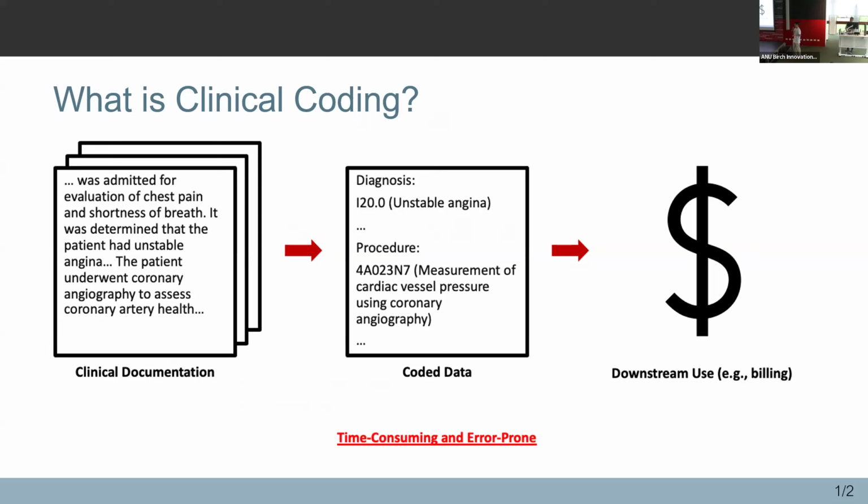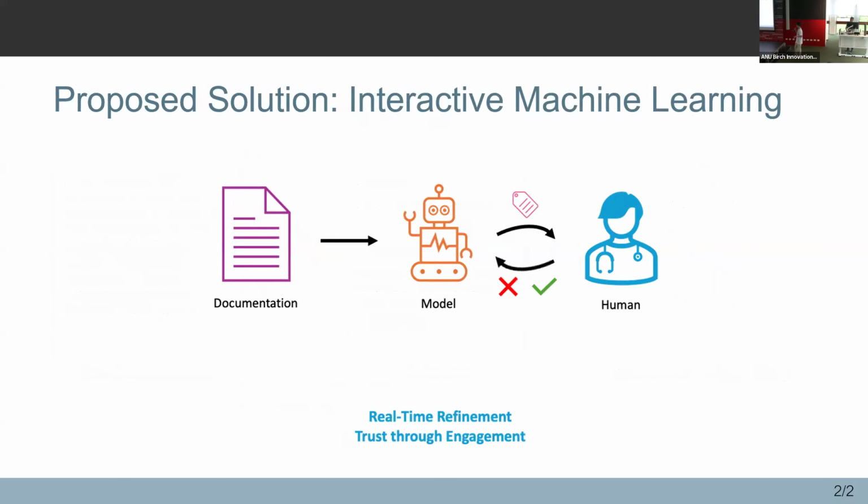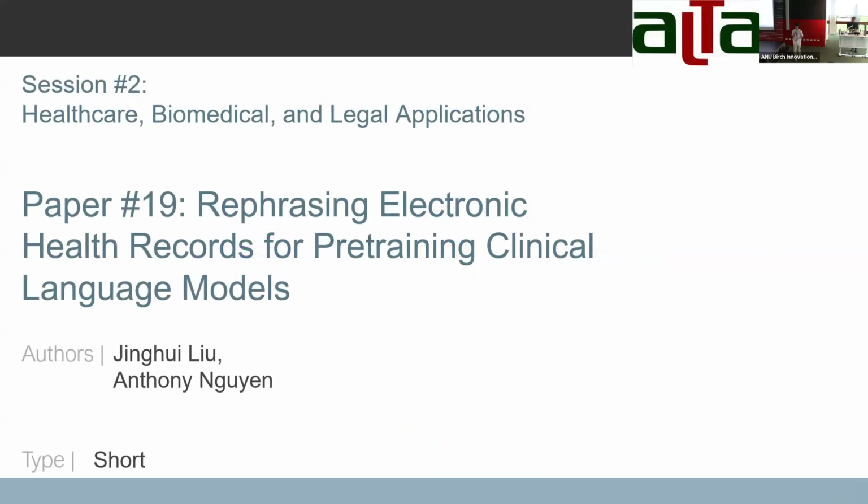Therefore, we propose an interactive machine learning-based solution. Specifically, the model reads clinical documentation and predicts a code. After each prediction, the model receives feedback from human experts, which is then used as input for subsequent predictions. The main objective is to refine code prediction in real time and improve user trust through learning from user engagement, which is essential for clinical application. Thank you.